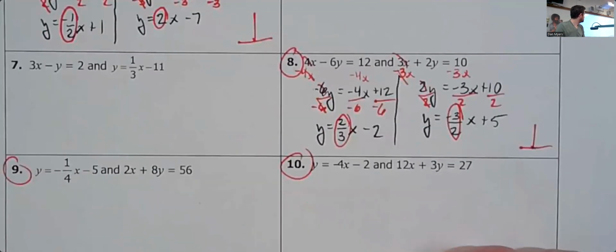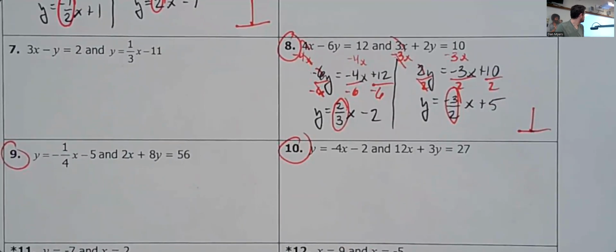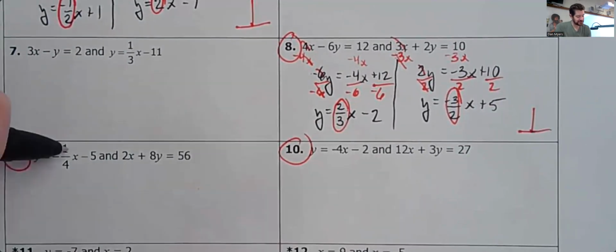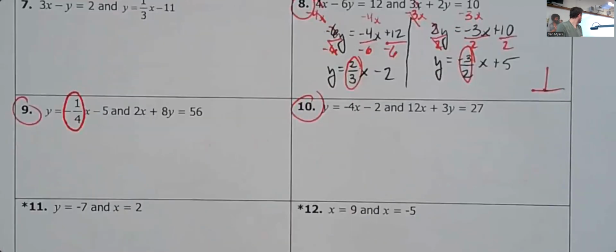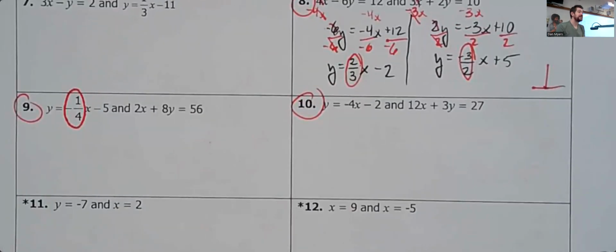There's number 8. Eight should be perpendicular. Nine should actually be a little bit easier than 8. Why is 9 just a little bit easier than 8? Yeah, one of them is already in slope intercept. So you only have to convert one of them on number 9, because that first one, negative 1/4, is the slope because it's already in slope intercept.